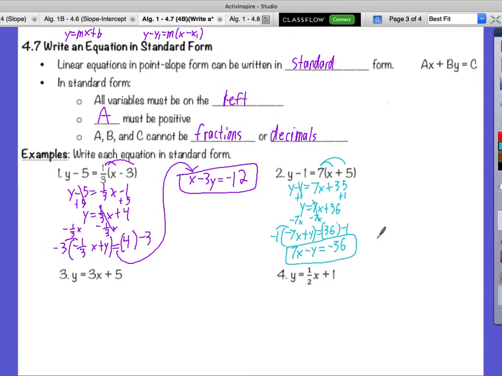And number 3 and 4, we put the page here, number 3 and 4. What do we notice about these? Are they already in slope intercept form? Yeah. So is this actually a couple less steps for us? Yeah. I want you guys to go ahead and try number 3 on your own. I want you guys to try turning number 3 into standard form. And once you have it or have questions, I want you to raise your hand.